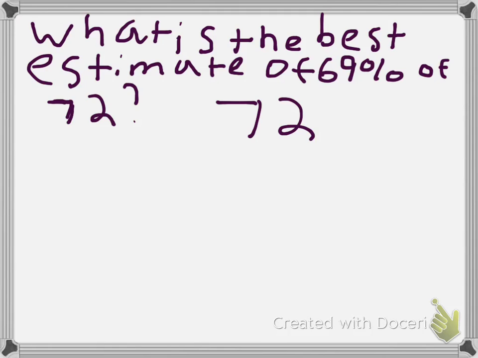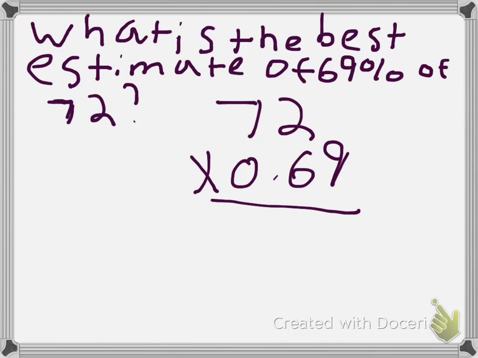$72 times 0.69%. This turns into a decimal by timesing by 100, and then it's 0.69. And after this, the answer is 49.7. All you have to do for these problems, it's pretty simple, is just multiply it and turn this into a decimal.